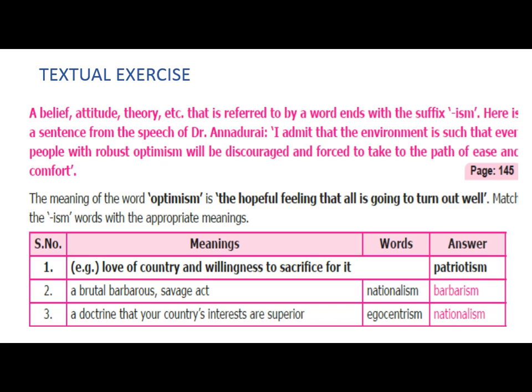The meaning of the word optimism is the hopeful feeling that all is going to turn out well. Match the following -ism words with the appropriate meanings. So we are having lots of -ism words here. First one, love of country and willingness to sacrifice for it is called patriotism. A brutal, barbarous, savage act is called barbarism. A doctrine that your country's interests are superior is called nationalism.